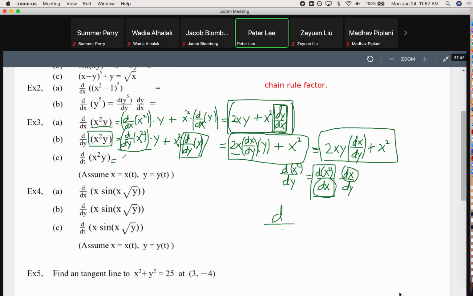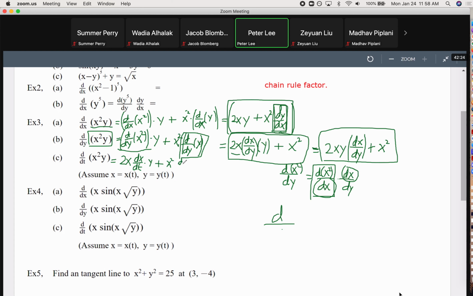Okay, let me just write the answer. So this is going to be 2x. So product rule, 2x dx/dt. So we need the chain rule factor, 2x dx/dt. So that is the derivative of x squared with respect to t. So 2x dx/dt, and then times y, plus x squared times the derivative of y with respect to t.